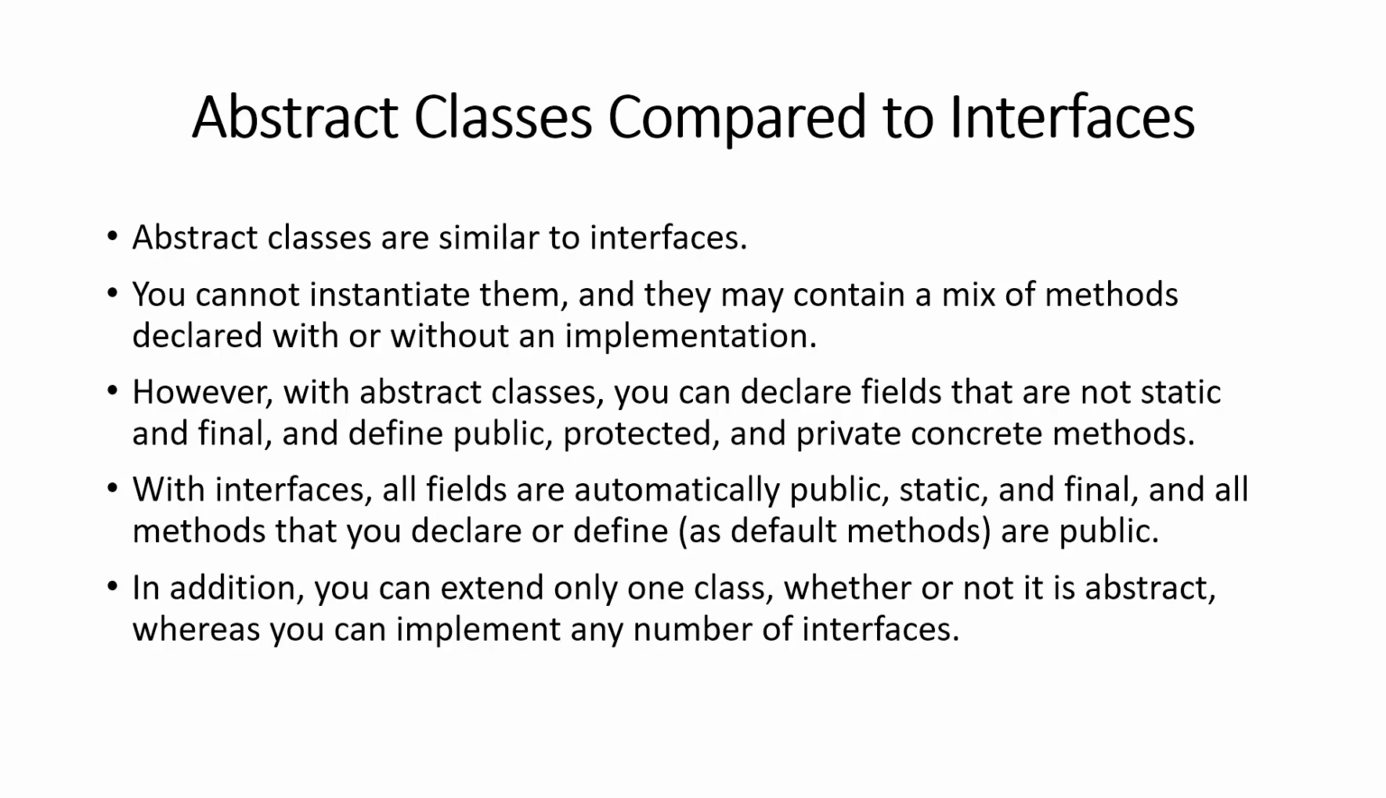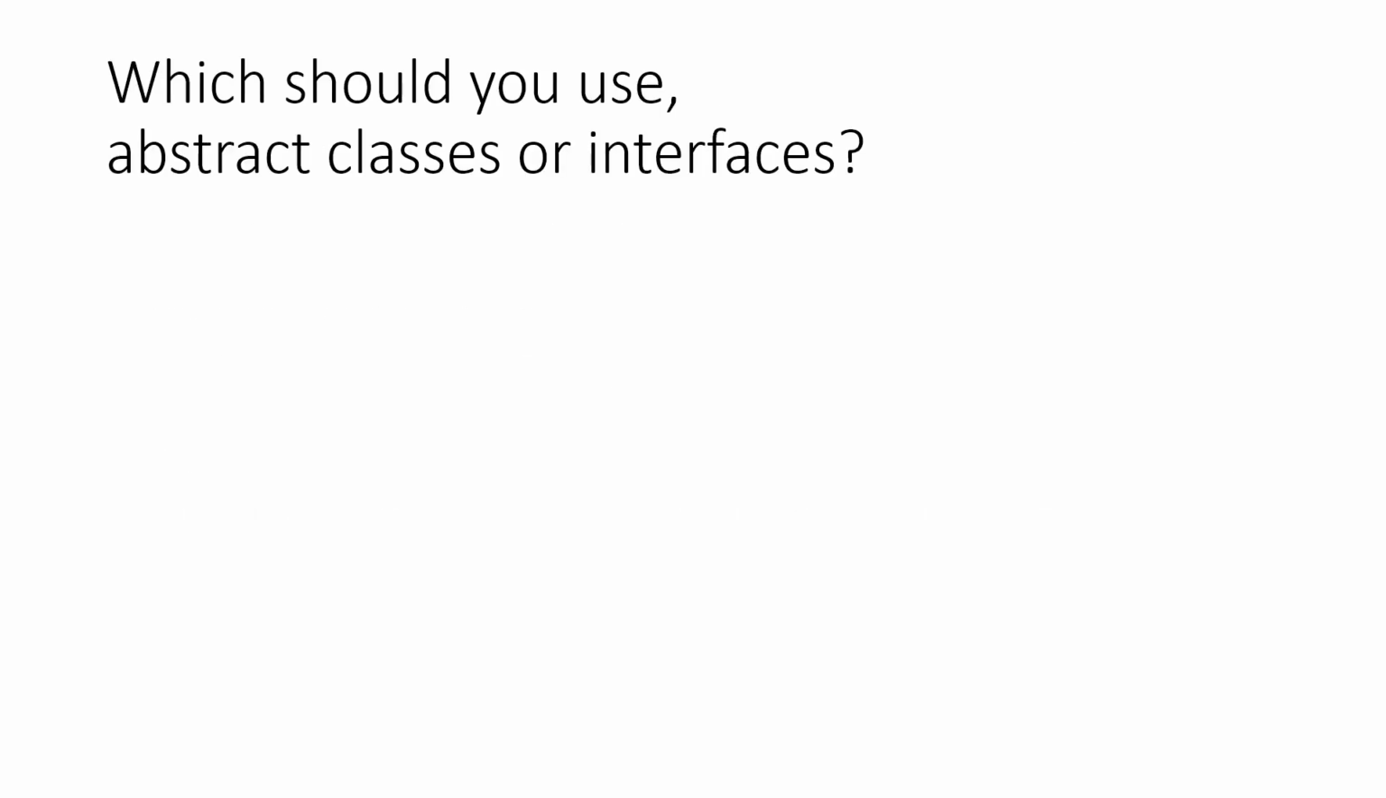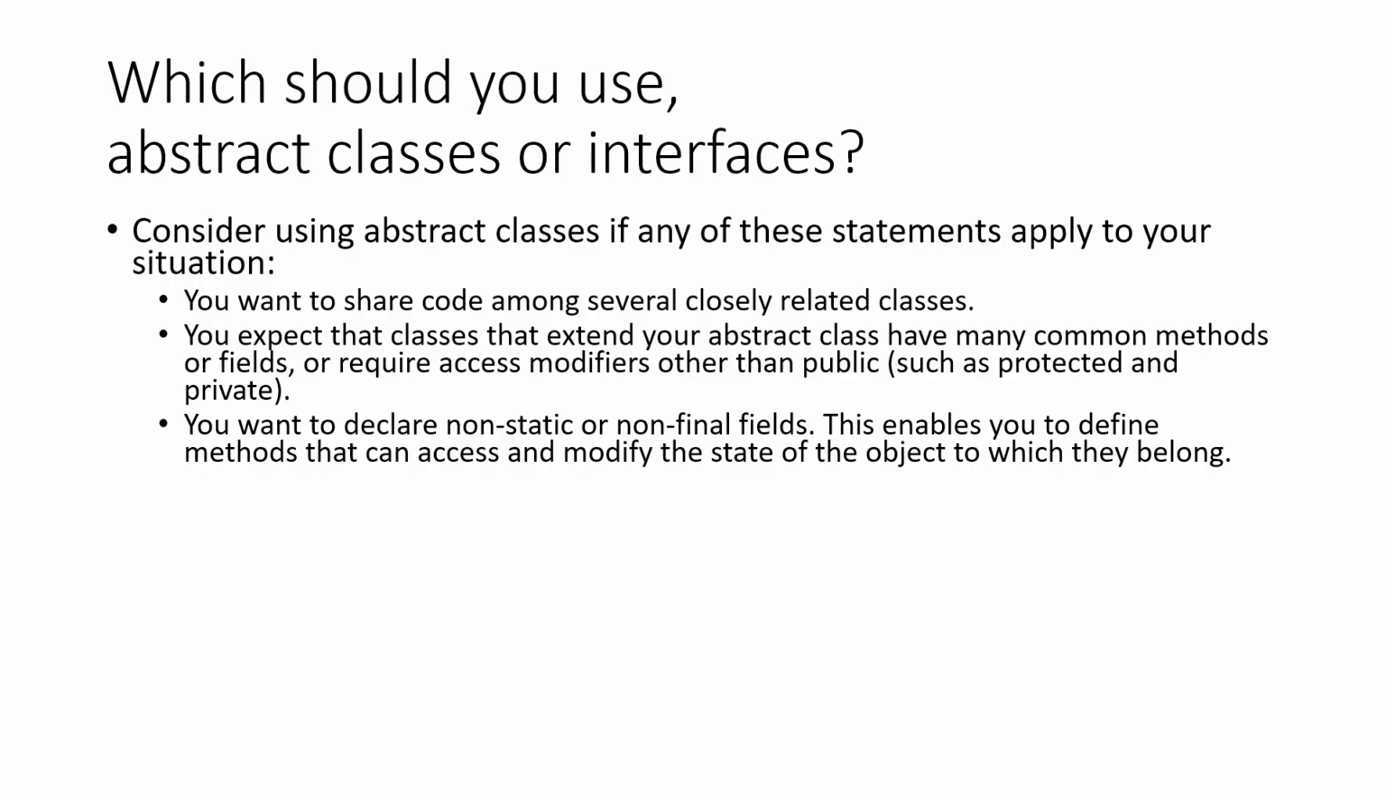In addition, second point of difference, you can extend only one class, whether or not it is abstract, whereas you can implement any number of interfaces. That means the new class that you are writing can extend at most one abstract class, but your class can implement any number of interfaces. Now, which one should you use? Abstract classes or interfaces?